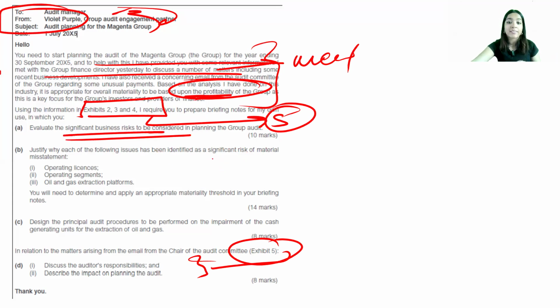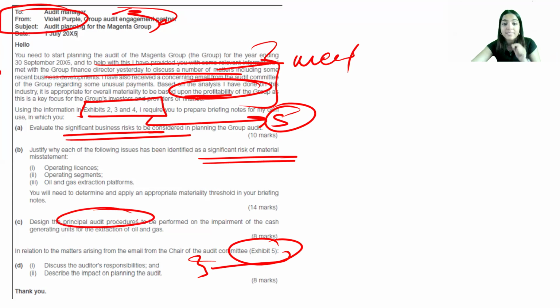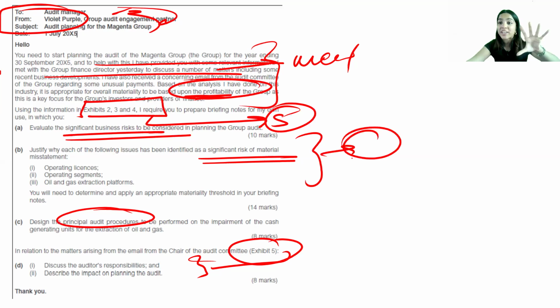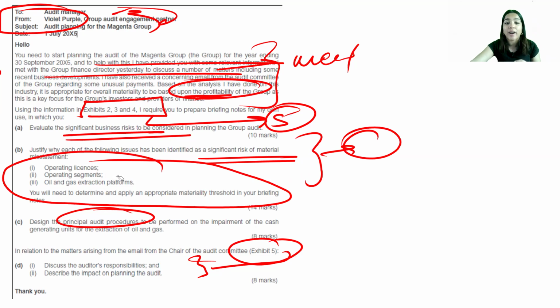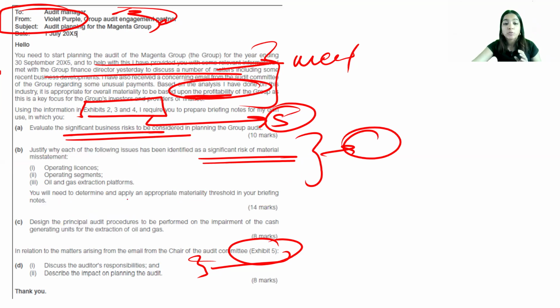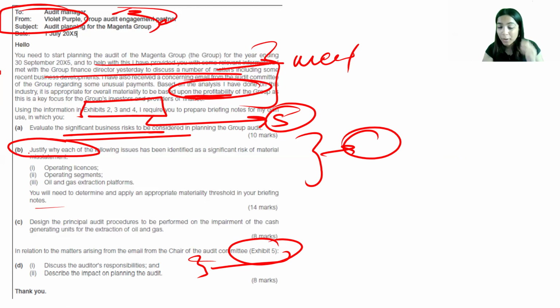Significant business risk, significant ROMM, and principal audit procedures. Guys, this is the new kind of question that I have seen. Every time what is given in the requirement is that you have to identify ROMM. In this particular question, they have already identified it for you. Okay, you will need to determine and apply an appropriate materiality threshold in your briefing note. So understand, justify why each of the issues has been considered as ROMM.